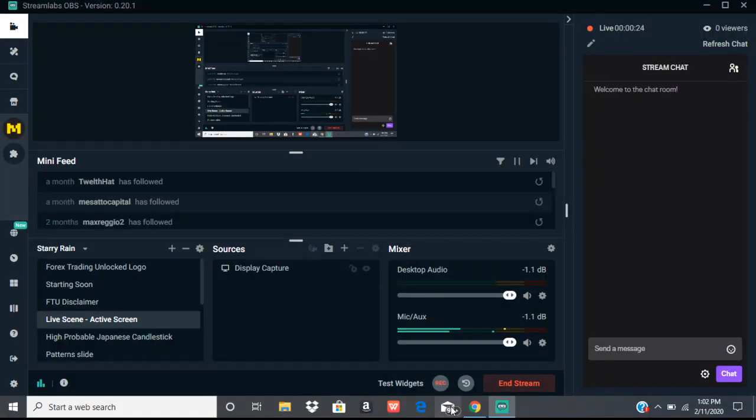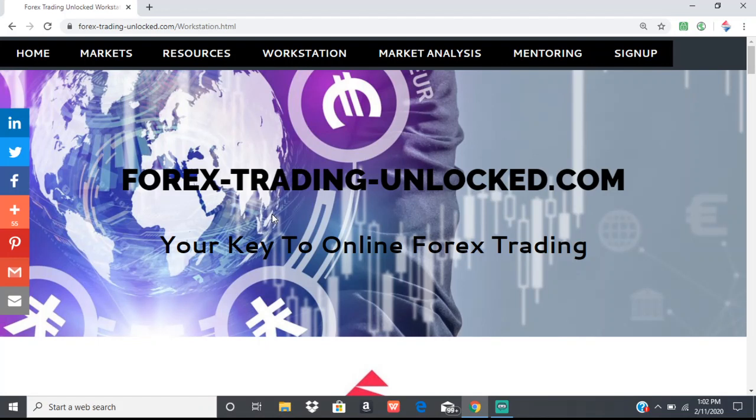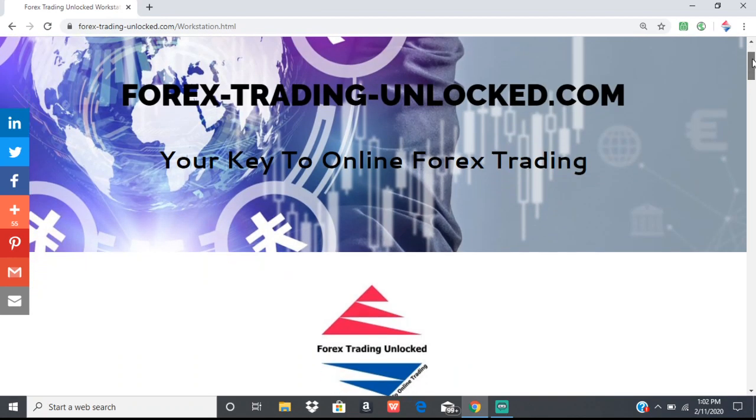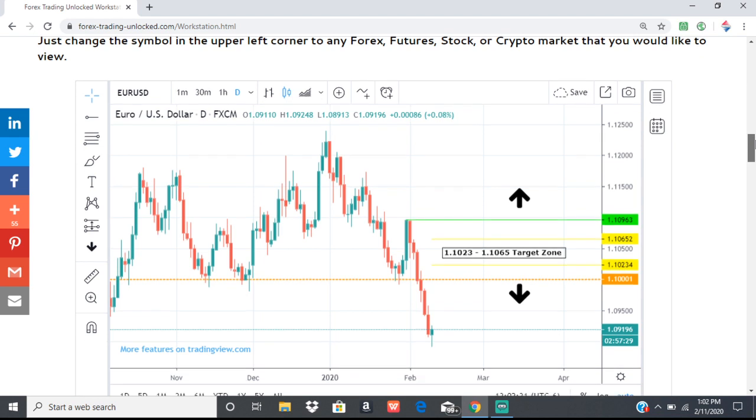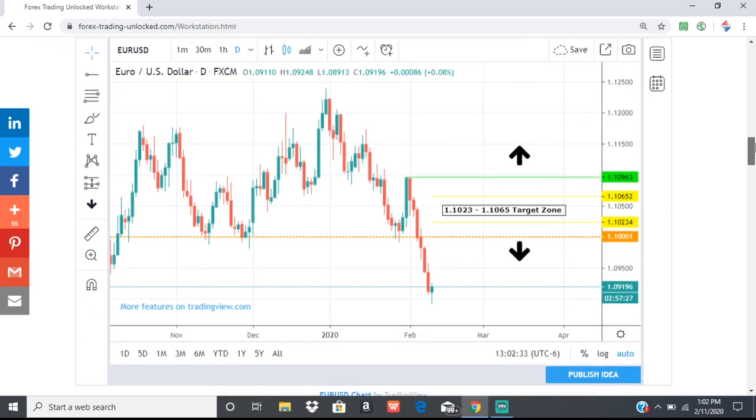And with that, we're going to jump to our live screen where we have the Forex-Trading-Unlocked.com website already pulled up, and we already pulled up the workstation tab. We're going to pass the numbers that are coming out for the rest of the week. There are some relevant economic numbers coming out, but we're going to take a look right away at what's going on.